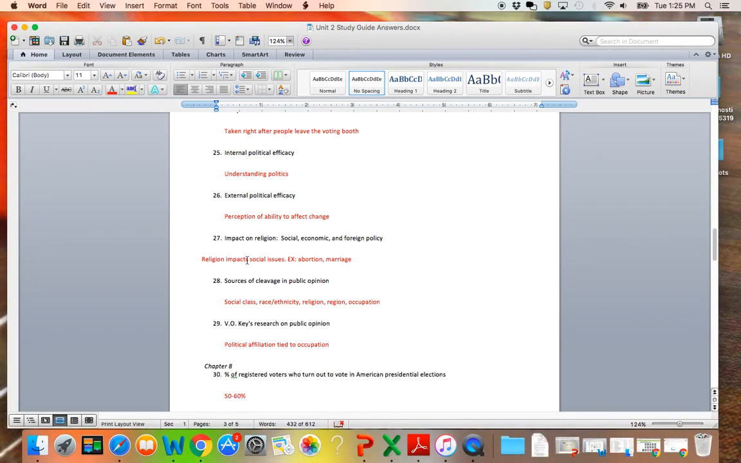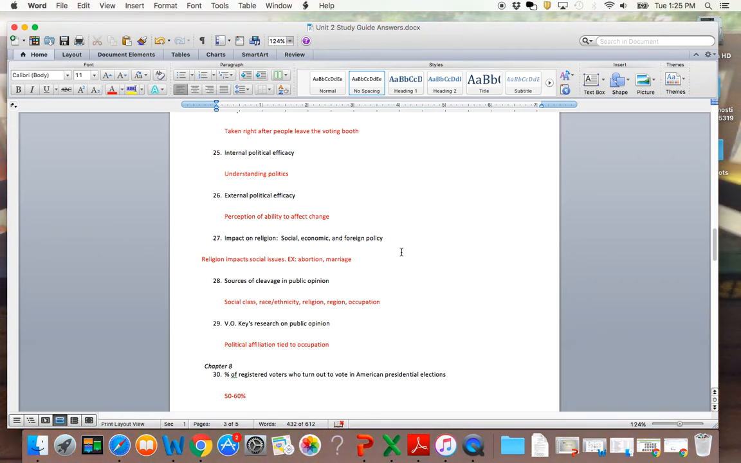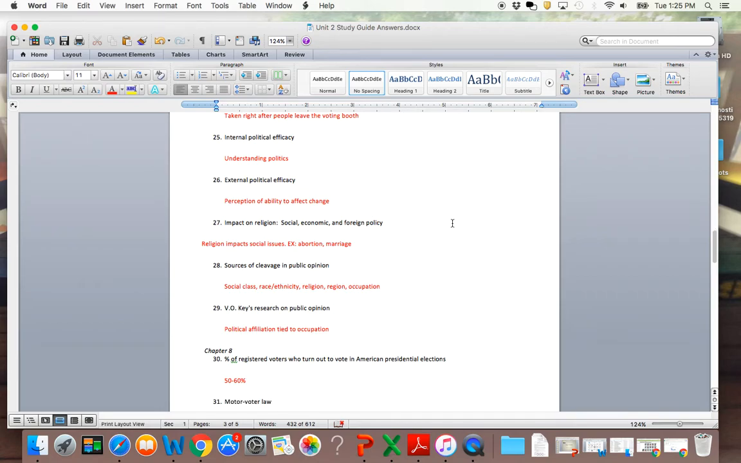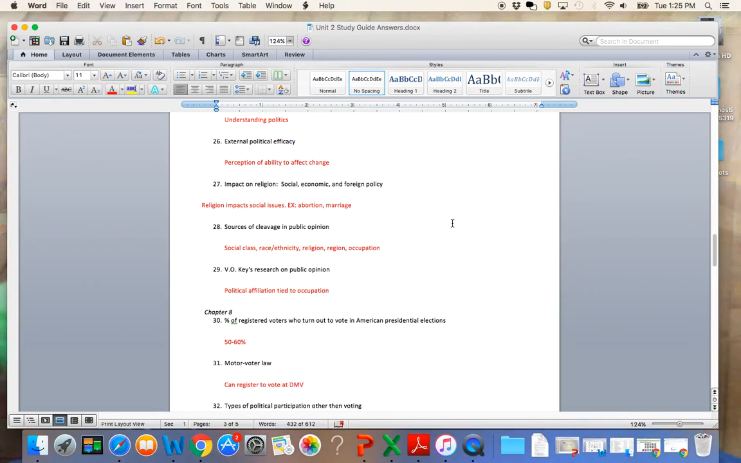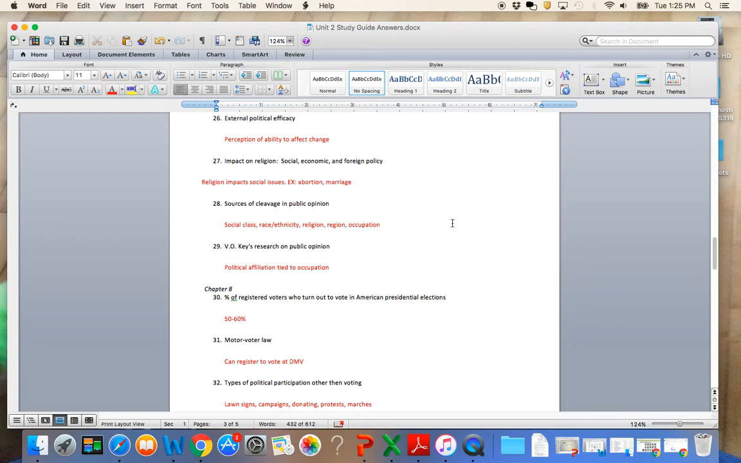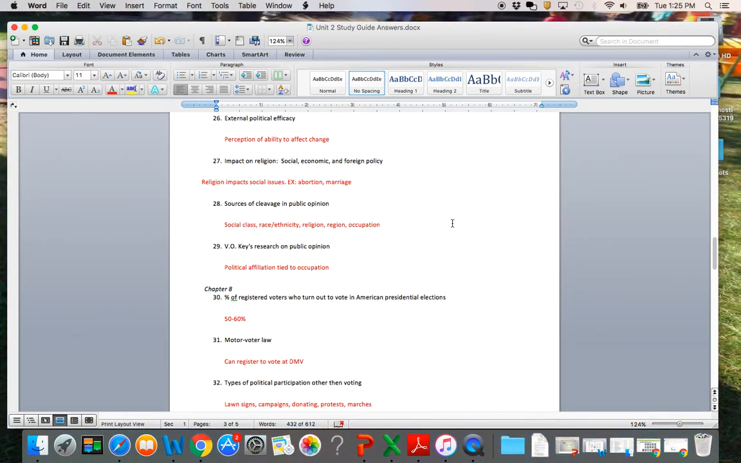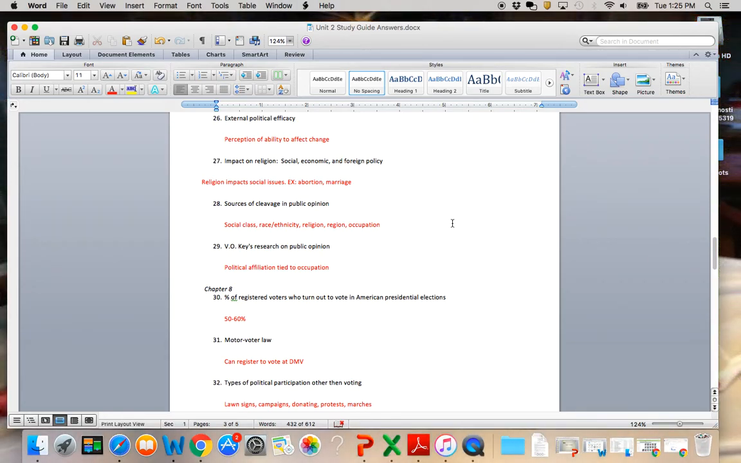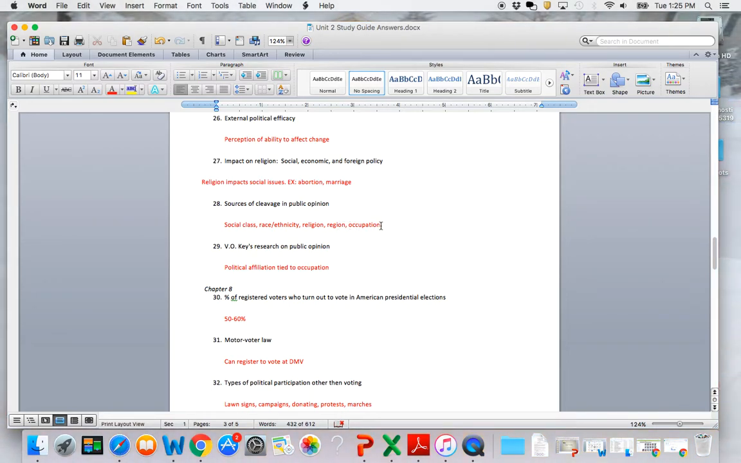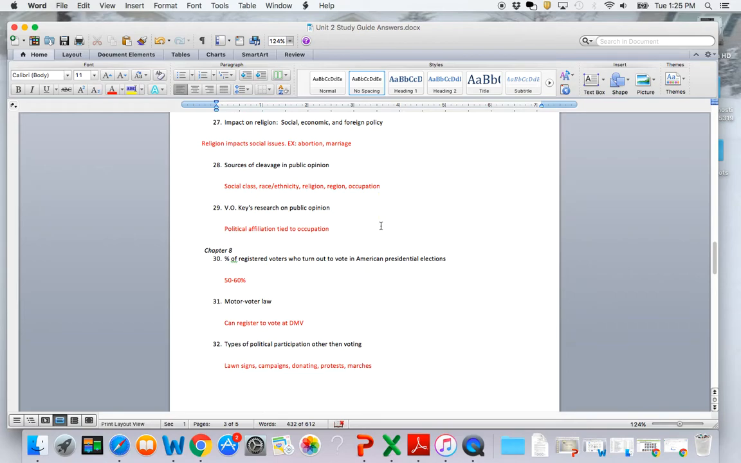Impact of religion on social issues. Religion impacts those issues, like abortion and marriage. It does not really play a role in the economic and foreign policies of the United States. There are different sources of, or cleavages in, public opinion: what social class you're in, your race, ethnicity, what religion you practice, if you practice, the region of the country, and the job that you have. Your family is not a social cleavage.